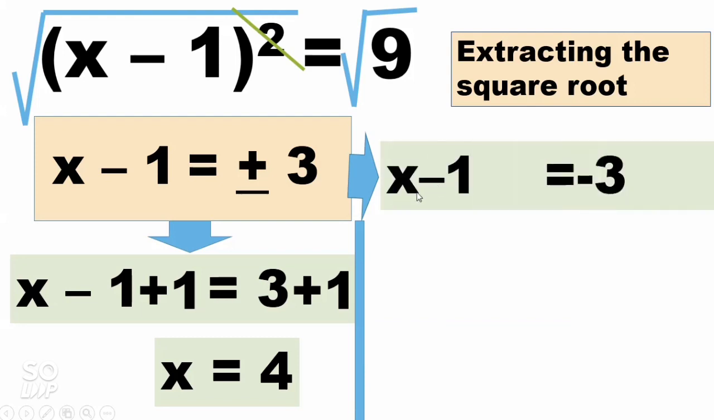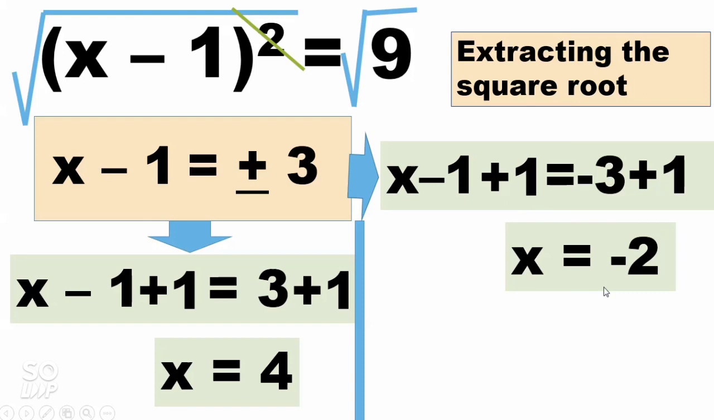Next, the other one is x minus 1 equals negative 3. Okay? Para ma-solve yung x, we eliminate negative 1 by adding 1 both left and right of the equation. And then, negative 1 plus 1, makakancel na yon. And then, negative 3 plus 1 equals negative 2.